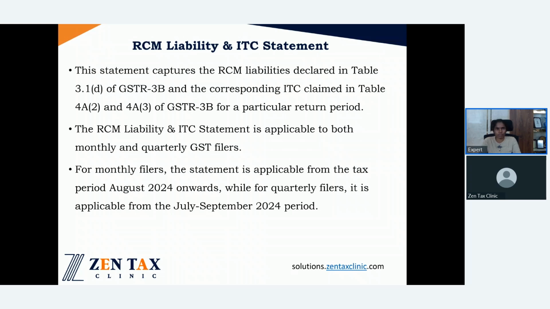And the government came up with the statement called RCM liability and ITC statement. Now, this captures the details of all the liabilities paid under 3.1(d) of GSTR 3B, and the corresponding ITC claimed in table 4A2 and 4A3 of 3B for a particular return period. This statement is applicable to both the monthly filers and the quarterly return filers. For monthly filers, this is applicable from August 2024 onwards, while for quarterly filers, it is applicable from July to September 2024.